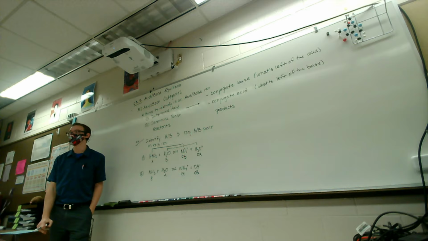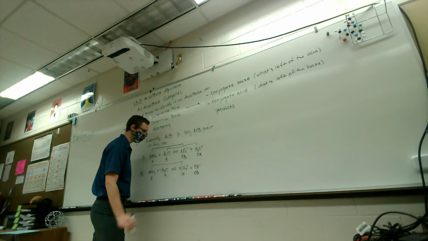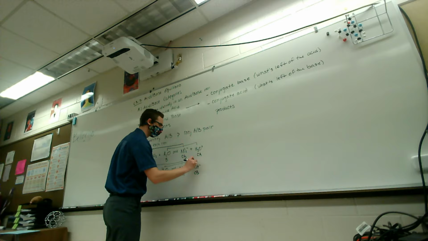And then the NH3, we would draw a line between the NH4 there, because that is the base to conjugate acid pair, and then water all the way to OH there. That's great. Okay, so that would be the good answer there.